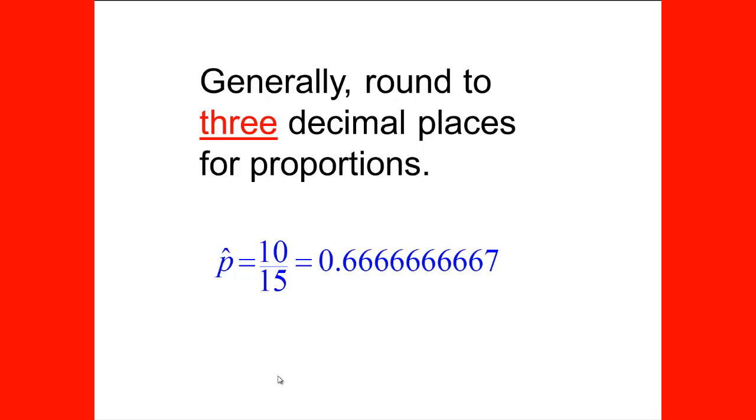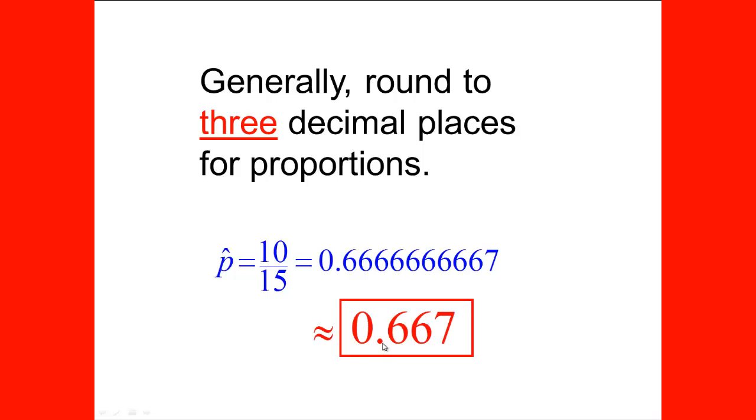So our P hat is 10 out of 15, or 0.6666667. And no, I did not count to see if I said the correct number of sixes. That's not important. So rounded would be 0.667.